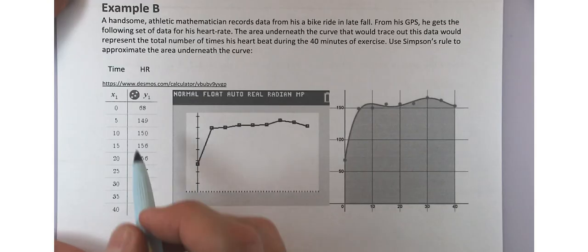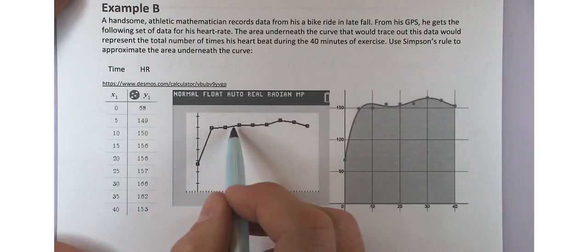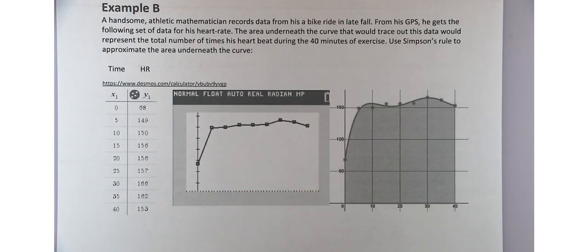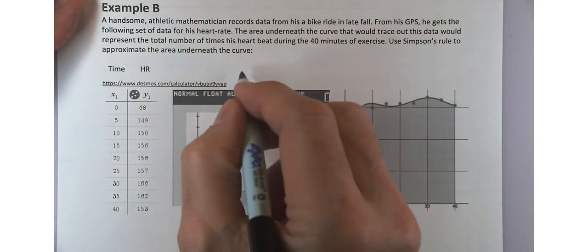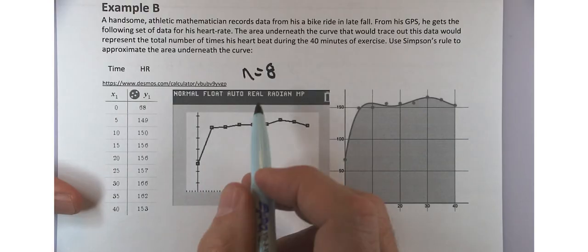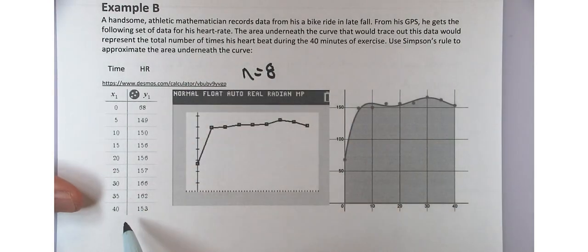So let's see, we've got 1, 2, 3, 4, 5, 6, 7, 8 intervals. Now, of course, you need 9 points to contain those 8 intervals. But in our case, n equals 8. Let's see if we can figure out a few things about this. So n equals 8. We're going to work on the interval from 0 to 40.